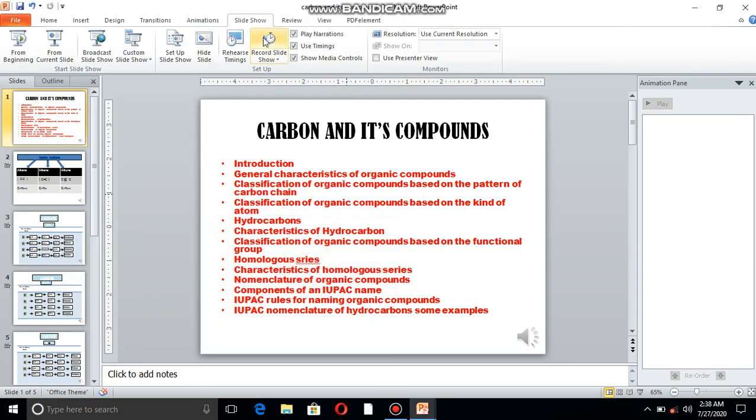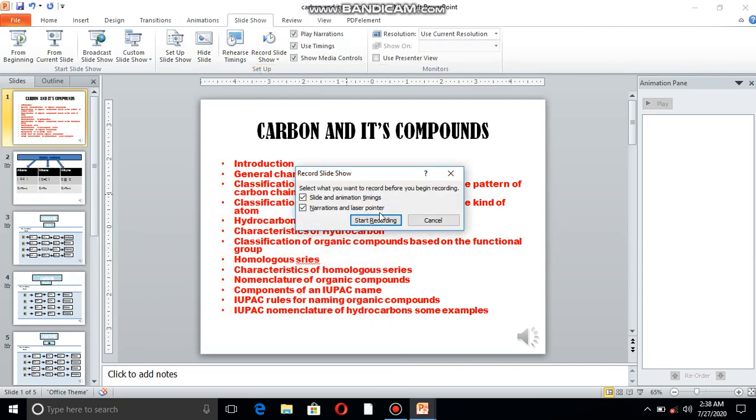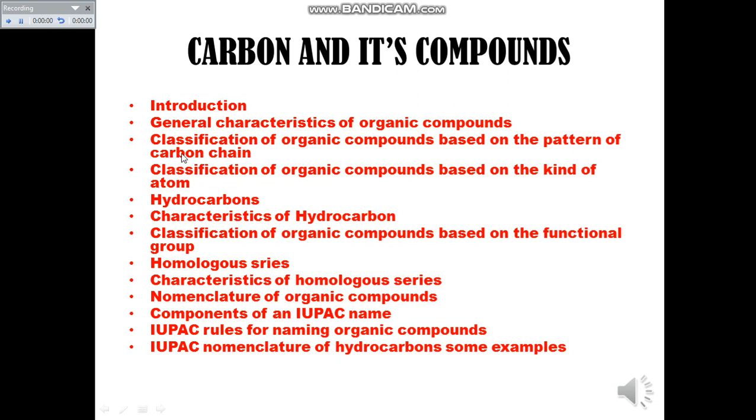Very good morning, students. In the last session, we discussed classification of organic compounds based on the pattern of carbon chain. In this session, we are going to discuss classification of organic compounds based on the kind of atom.